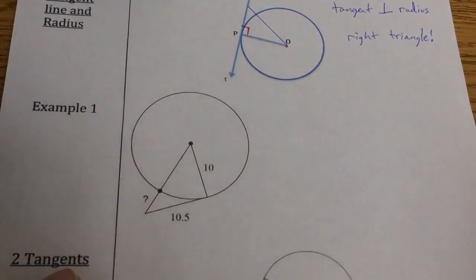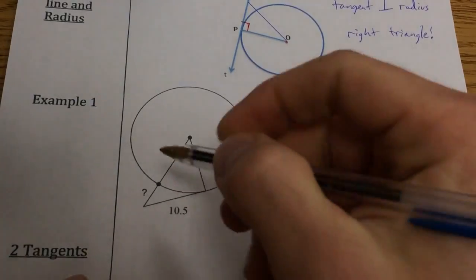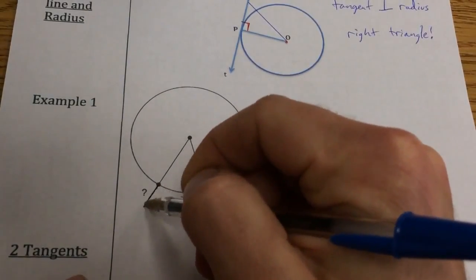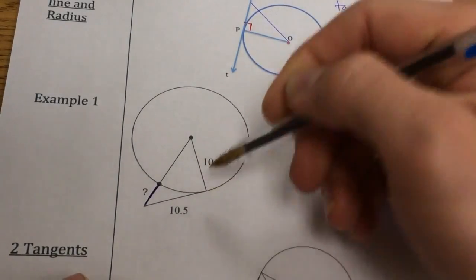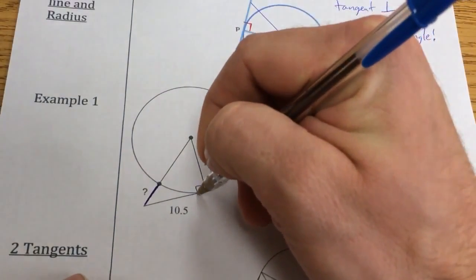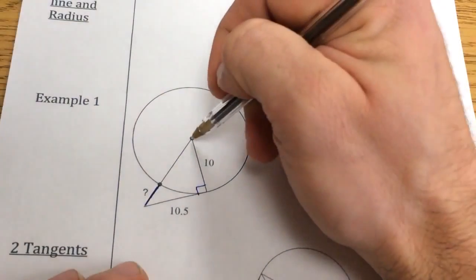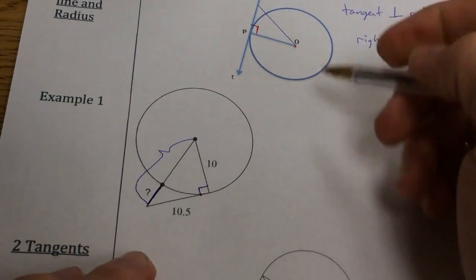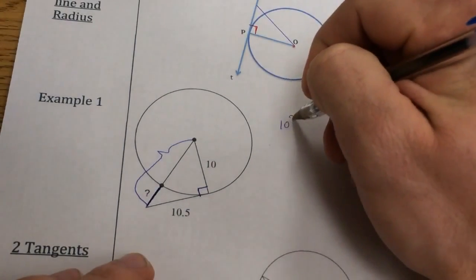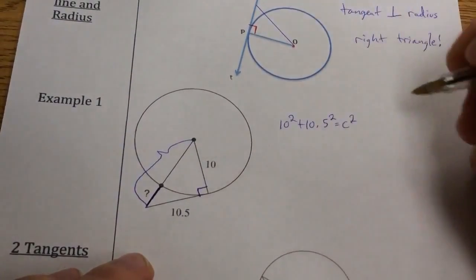So example one, let's look at that. Take a minute, copy this question down. It wants to find the length of just this piece outside of my circle. If I have a radius here that is 10, and a tangent line touching exactly one point, they make a right angle, so I have that right triangle, and I can use Pythagorean Theorem. Pythagorean Theorem will be used to solve for this whole side here, we'll call it side C. So I've got 10 squared plus 10.5 squared is going to be equal to C squared.